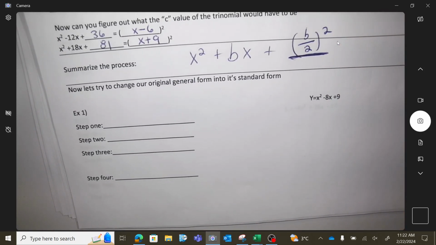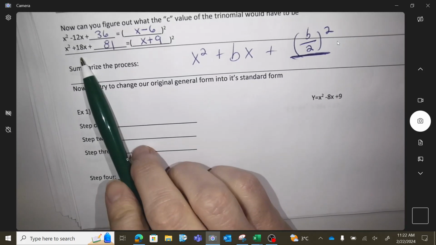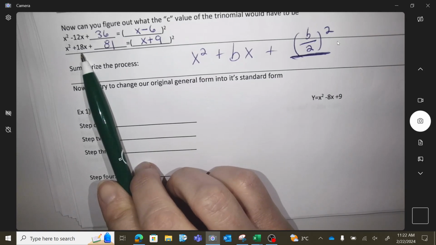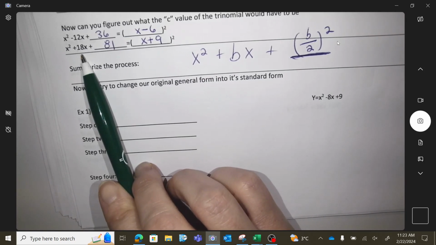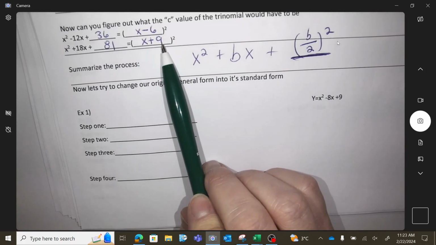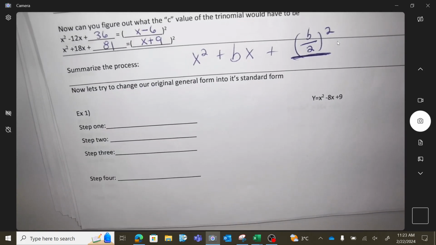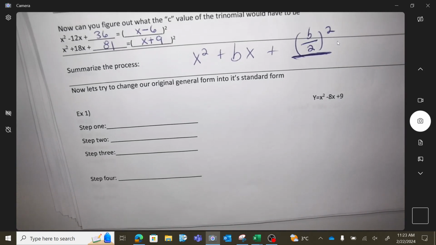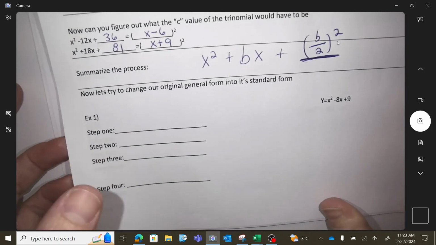That was what you did. Whatever's in the middle, so 18, what's half of it? Because the 18 is the double of something, so to go backwards, I half it. Half of it was 9, and then 9 squared was the 81. Okay, that's your warm-up, so we're ready.